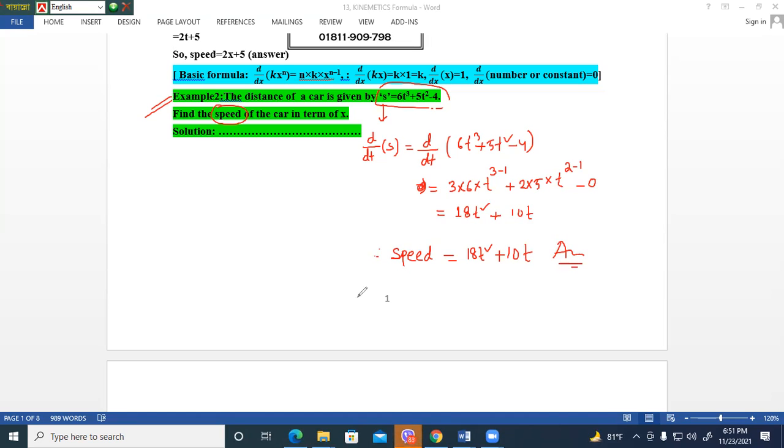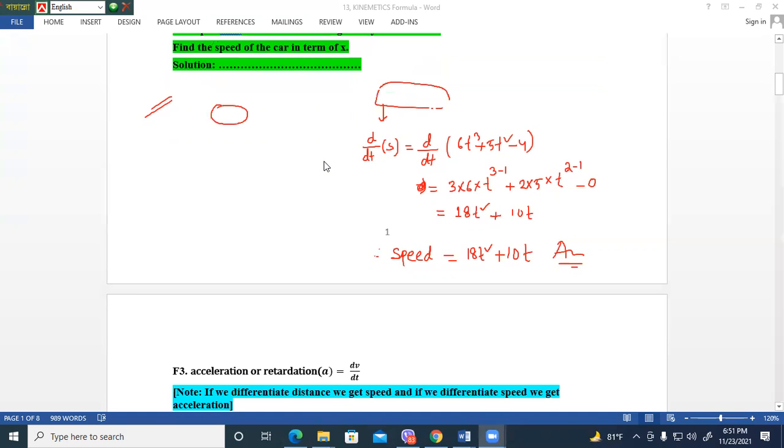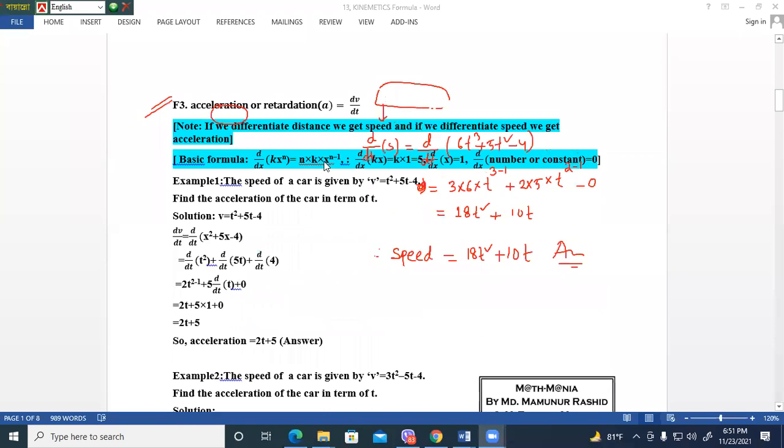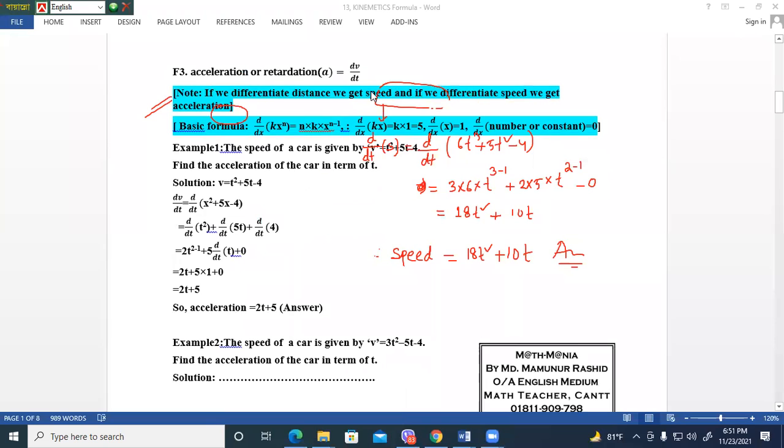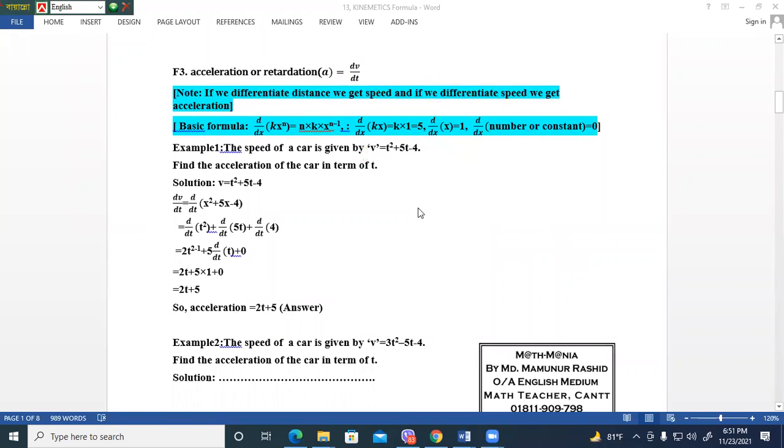Students, any questions regarding this one? If not, I'm going to the next one now. Sarab, Sakib, Maniat, any questions? No, sir. Next, go. The next question now.